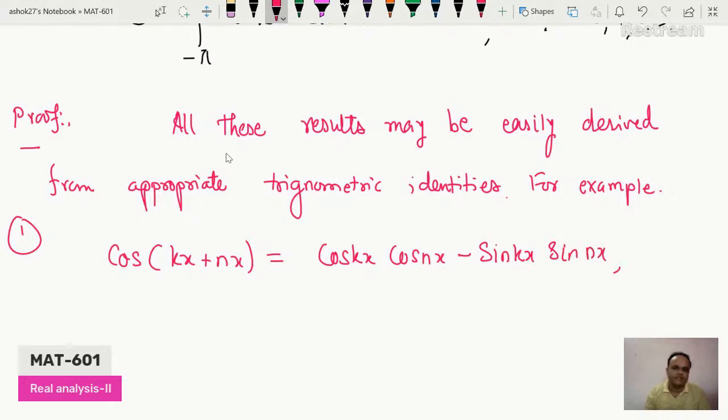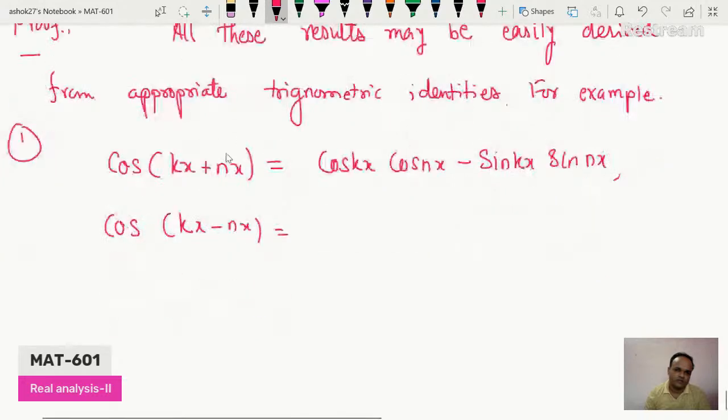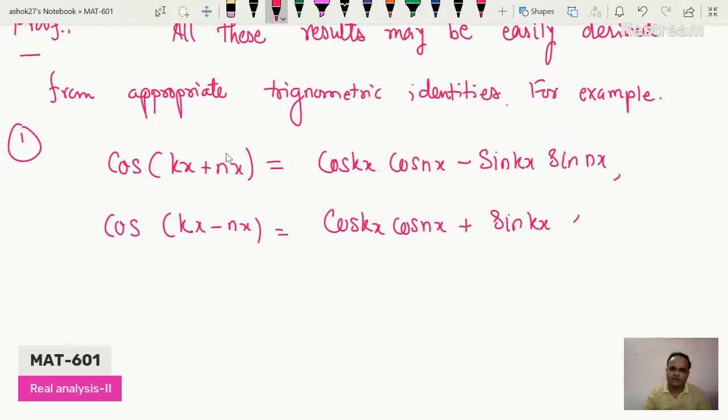And similarly, second, what is cos kx minus nx? So these elementary identities you can use and you can prove one. So this is nothing but cos kx into cos nx plus sin kx into sin nx.